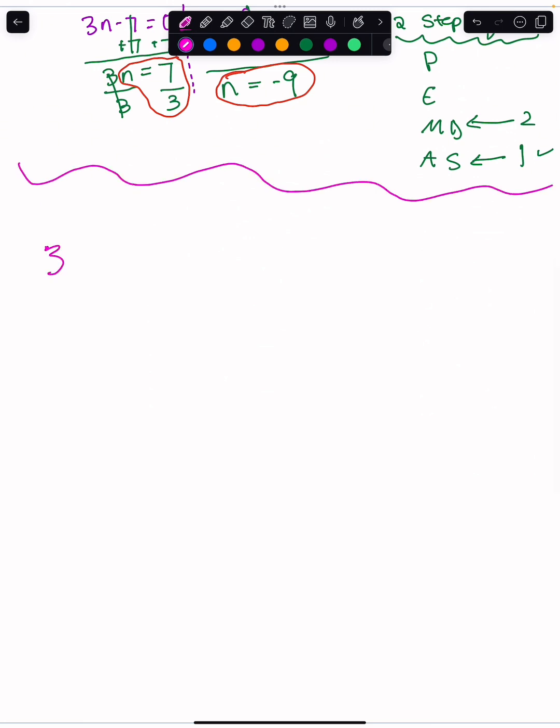Number 3. Number 3, we're going to do 7m squared plus 62m minus 9. So I want you to find, actually, the whole thing is find the zeros. So you have to go through this whole process.